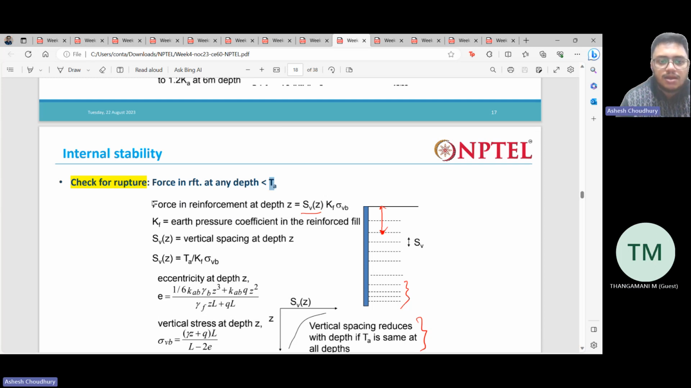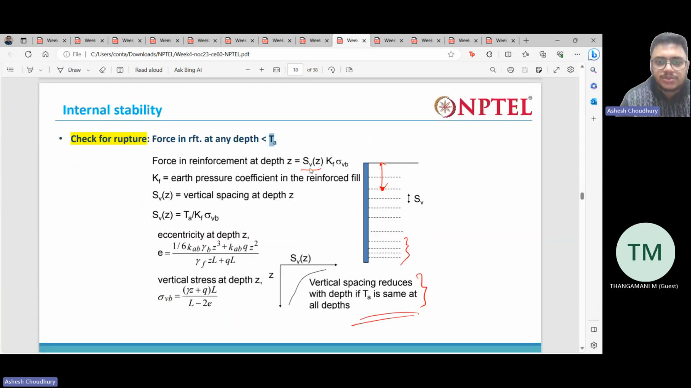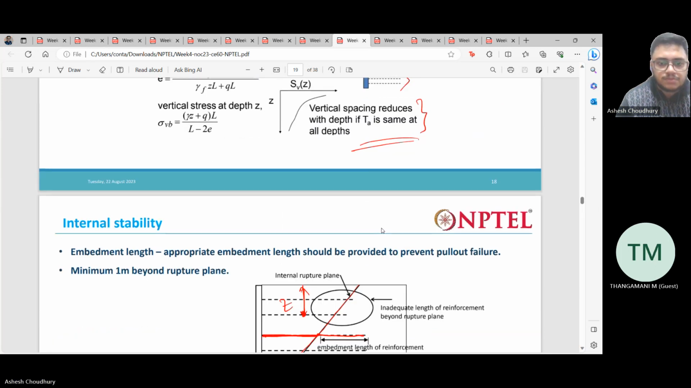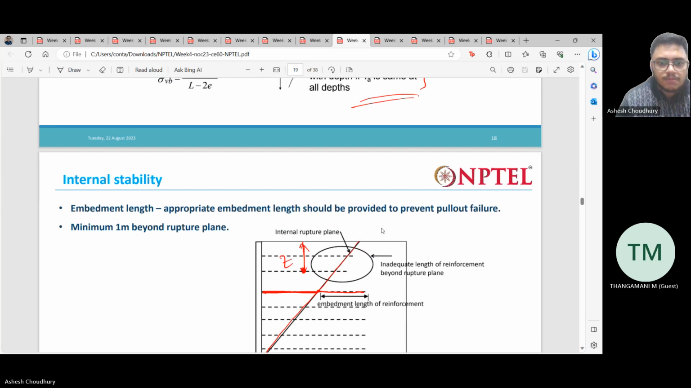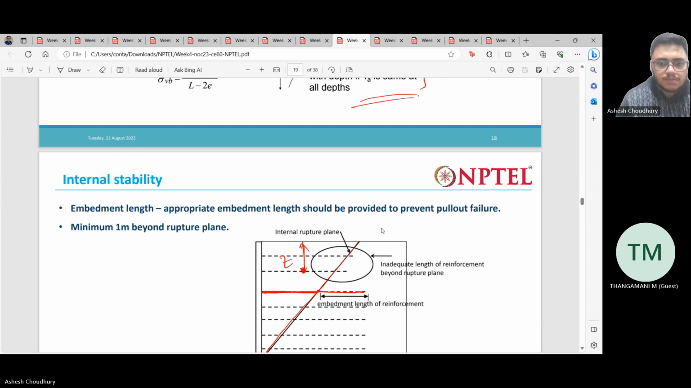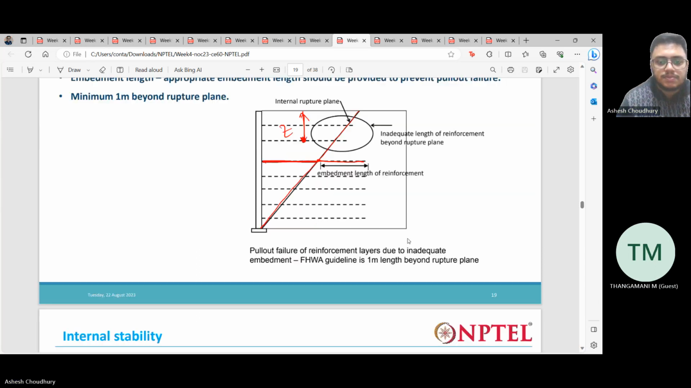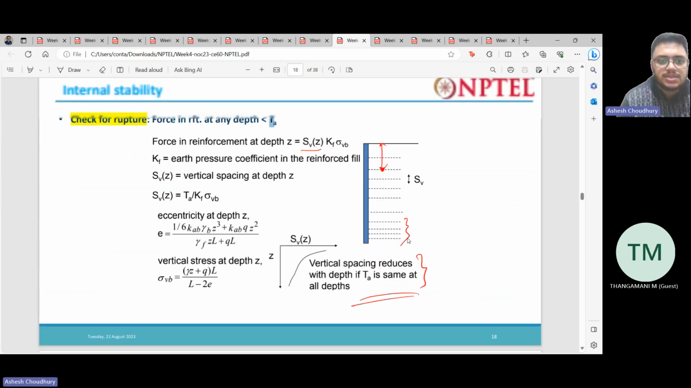Here we are seeing the force in reinforcement at any depth z. Kf is the earth pressure coefficient, Sv is the spacing, this is the vertical pressure. How much embedment length should we have? If this is the failure rupture surface, then we should have at least 1 meter embedment length beyond that. And this was the rupture check.